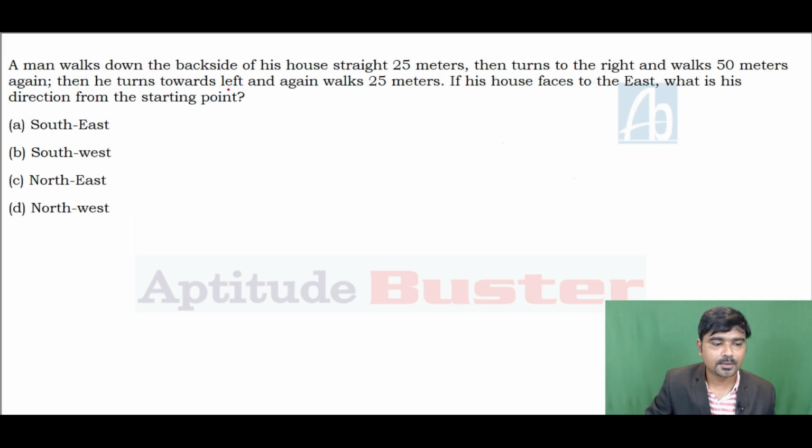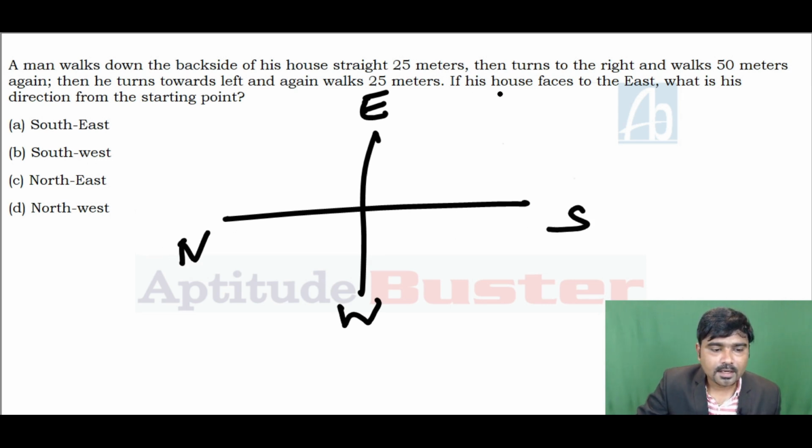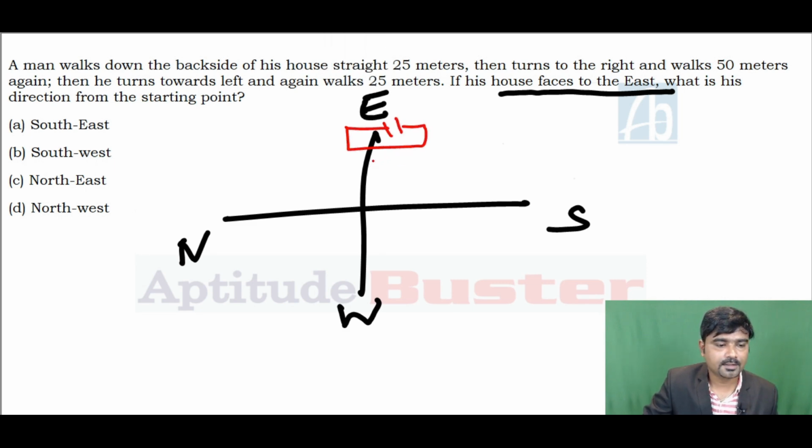Then he turns towards left and again walks 25 meters. If his house faces to the east, what's his direction from the starting point? This is the simplest question. Draw the diagram like this: east, west, north, south, right? His house faces east, so his house faces like this, right? He starts from the back side of the house. Okay, he walks how many meters?